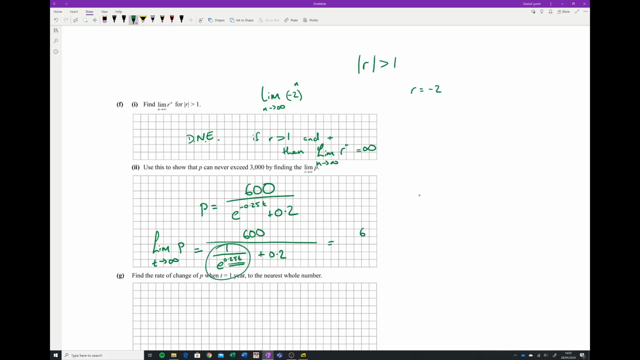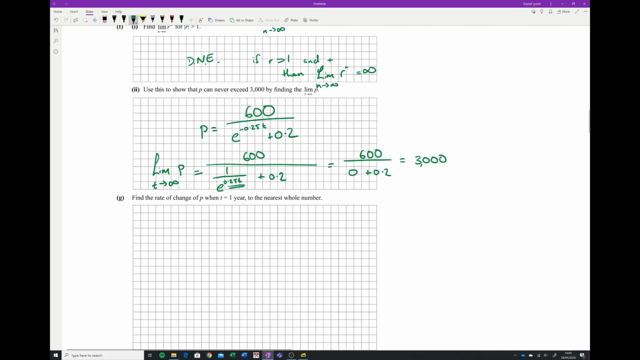So we could say that the limit itself, since that thing is headed towards 0 as you approach infinity, approaches 0. We get 0.2, and that divides into 600 to get 3,000. So you can see that it will never go above 3,000. In fact, it'll never hit 3,000, because of course you will never go to time equals infinity, but that is where it's headed towards. It is headed towards 3,000, so it can never exceed 3,000. Okay, so that I think is the way that I would be writing that.